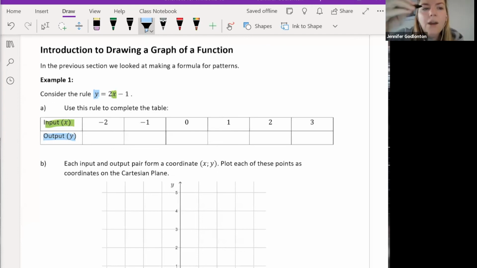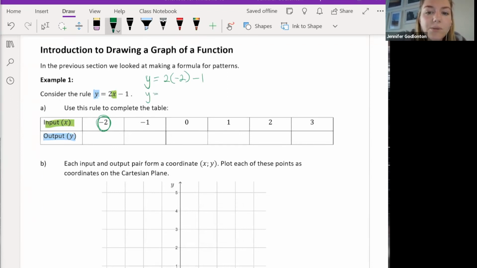So what we're going to do is input our X value and get an output. For example, if I was looking at this first one, I would say my Y value is equal to 2 times -2, because that's my input, minus 1. So that's Y is equal to 2 times -2, which is -4, minus 1, which means Y is equal to -5. And you can do that all on your calculator. So this answer here would be -5. Yes, exactly. Mathematical relationships, same as patterns, all of that leads into straight line graphs, all the same.